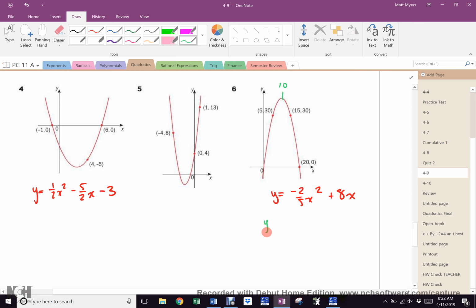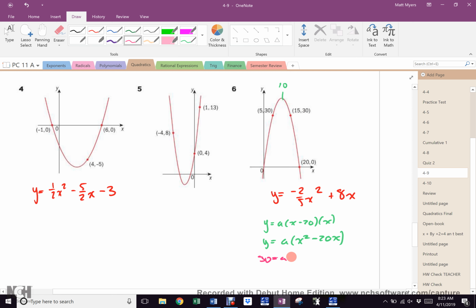So you had y equals a times x minus 20 and then x, right? Because x minus 0 is just x, yeah? So y equals a times x squared minus 20x. And there's your x's, there's your y, and you just solve from there. So you could use any of those points, yeah? So I'll use 15 and 30.